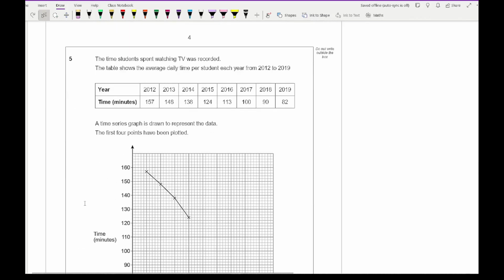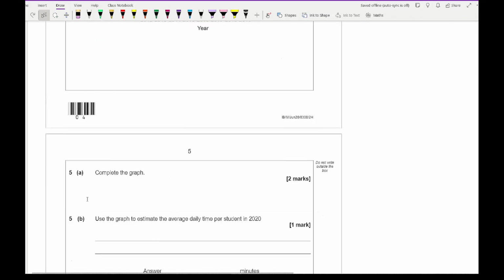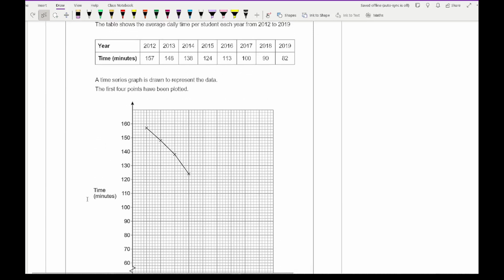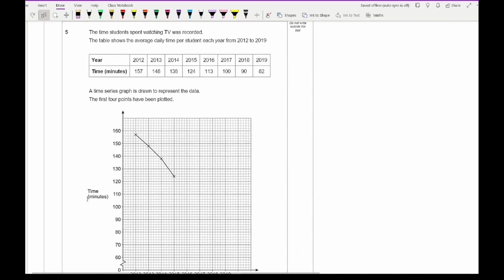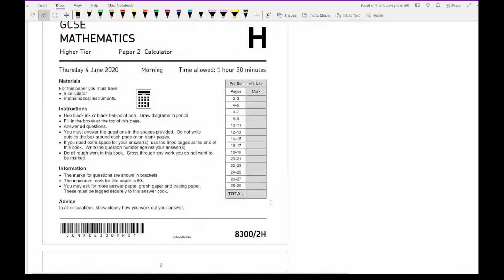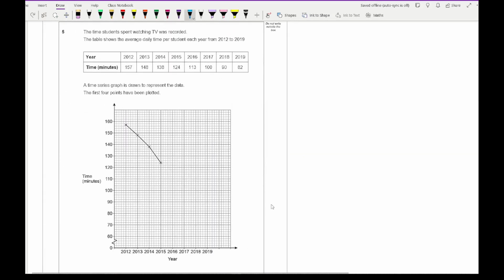For question 5, it says the time students spend watching TV is recorded. The table shows the average daily time per student each year from 2012 to 2019. The time series graph is drawn to represent the data. The first 4 points are plotted, and what we need to do is complete the graph for part A. So for this, what I need to do is zoom out a little bit and watch it reset. Just go back to this question and let's have a look at plotting.